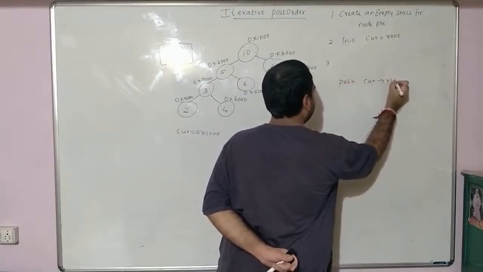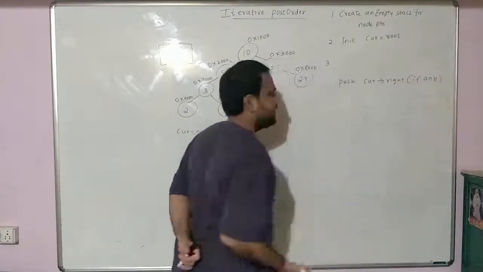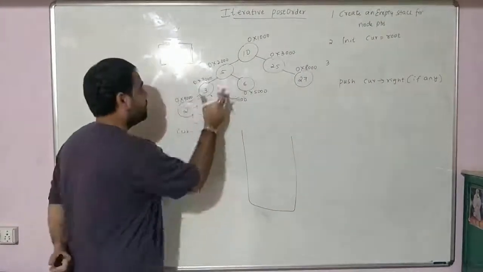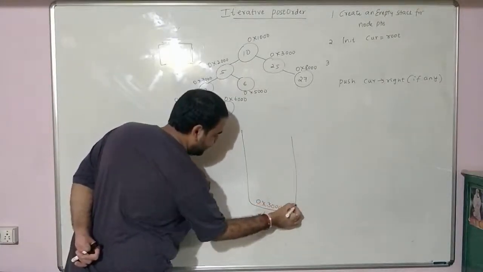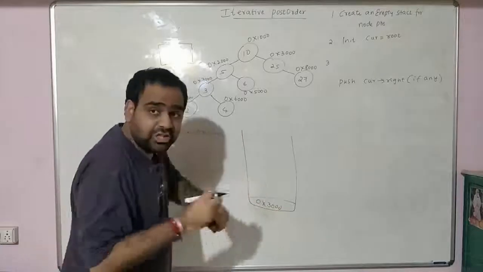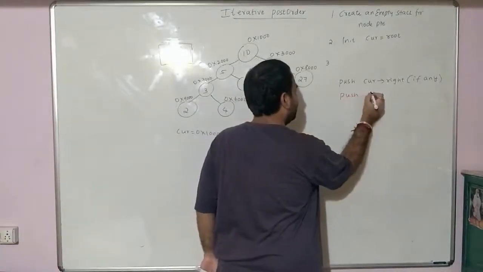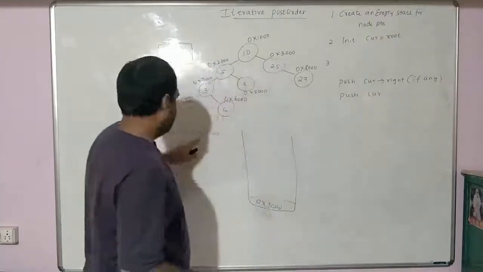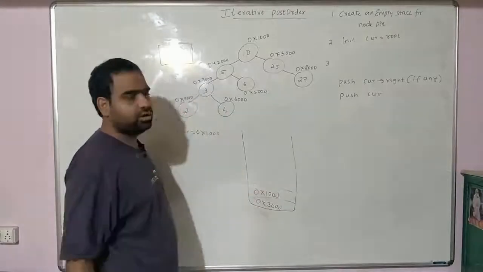Push current arrow right if any. What is 1000 arrow right? 3000. Yes, it is there. Push it. And then what you have to do? You have to push the current onto the stack as well. And what is the next step I say? I say push current onto the stack. What is the value of current? The value of current is 1000. Push 1000 onto the stack.